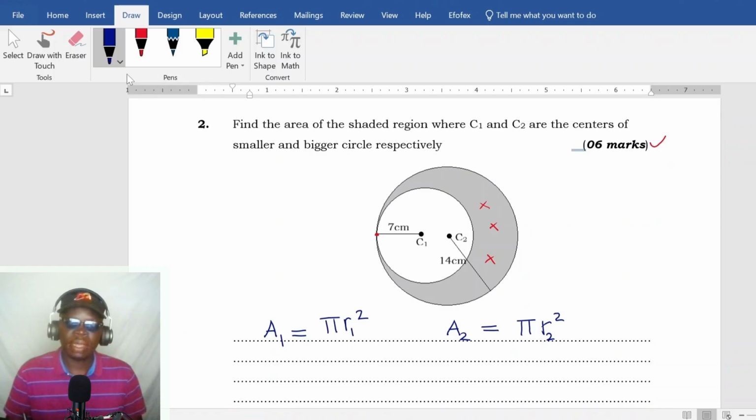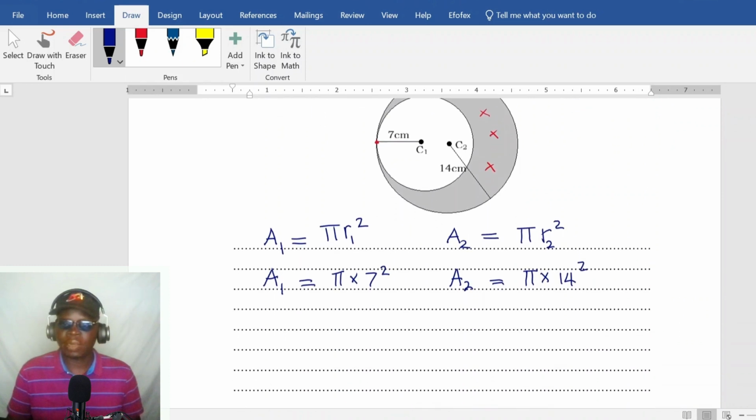Let us go on and make substitution of what we know. So area 1 is given by pi, and R1, according to this, is 7 centimeter. So I'll have here, this is multiplied by 7 square. So I will also do the same to area 2, and that is the bigger one. So I also maintain pi, and I multiply this one here by R2. Our R2 is 14, then it's also squared.